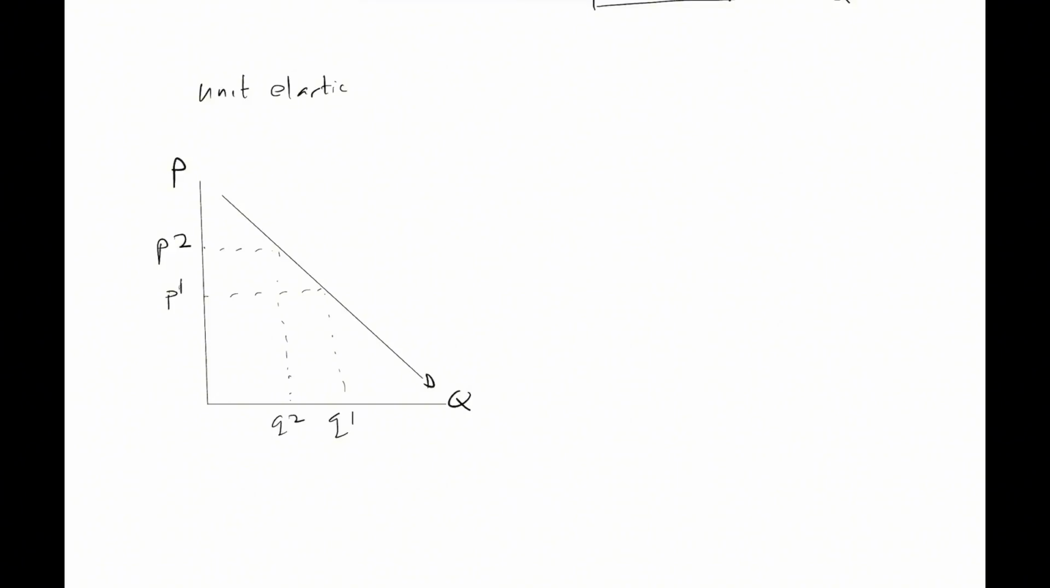If the demand curve was at 45 degrees, then the percentage change in quantity demanded will be equal to the percentage change in price, okay? So if the elasticity equals -1, okay, therefore the product is going to be unit elastic or unitary. That means that the percentage change in quantity demanded is equal to the percentage change in price.